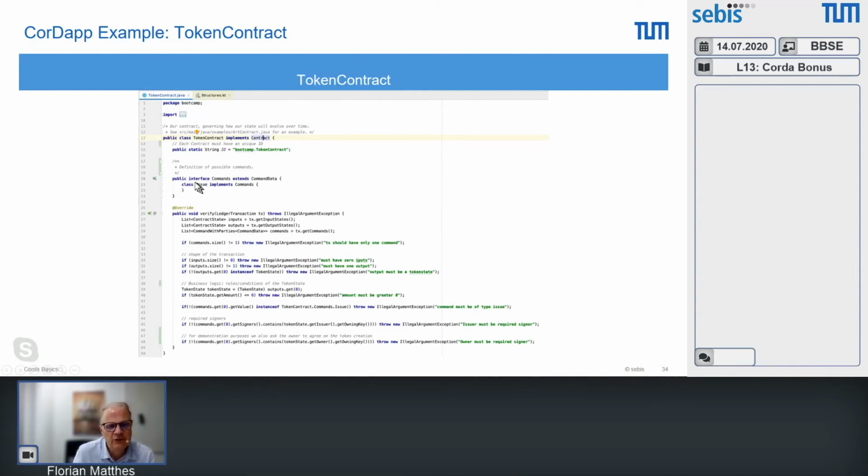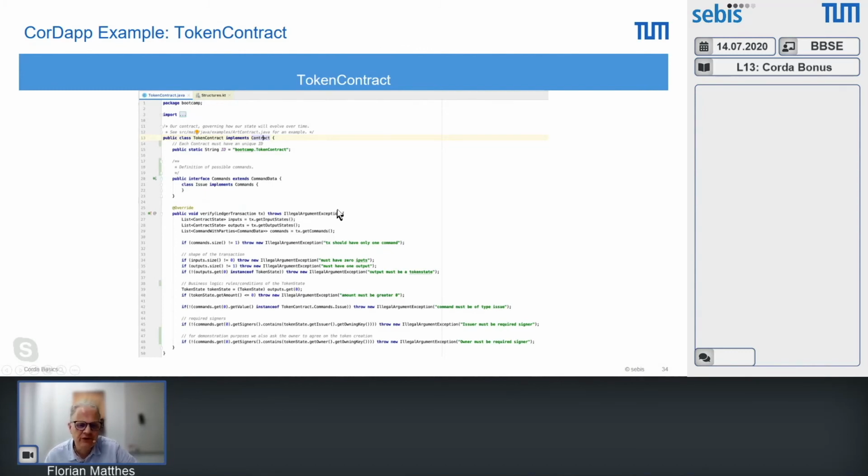This is how you define enumeration types in Kotlin. So you now define commands. In this case, the command doesn't have additional arguments, so it has these empty curly brackets. Otherwise, it would be a union type, and you could also define additional fields here, which are additional arguments for the command. So the issue command is here enumerated. Okay, so now we are ready to override the method verify, which is inherited from the contract class, and which gets the transaction, as I said, and may raise an illegal argument exception.